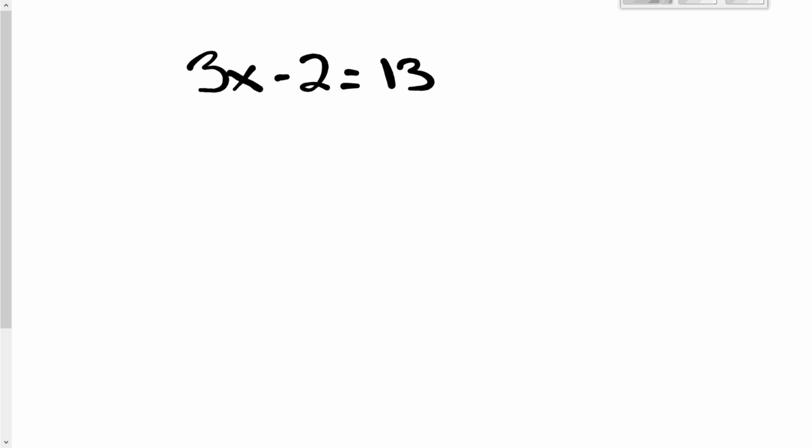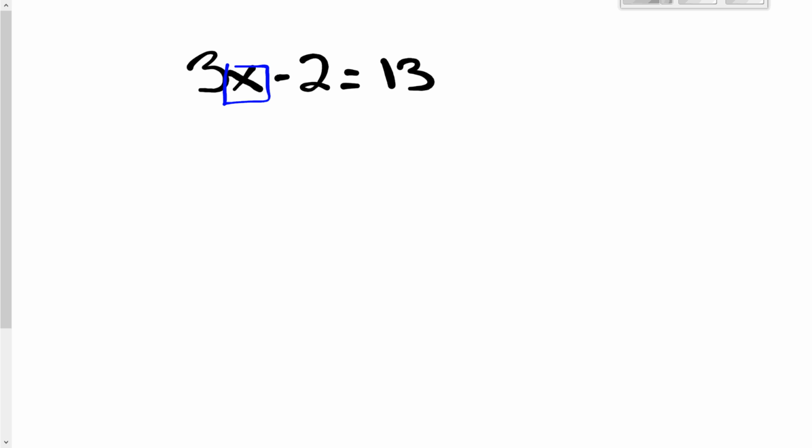All right, here we have an equation that says 3x minus 2 equals 13. The idea is to solve for x. In other words, get x alone. Now this is going to require more than one step. And the question is, in what order do I go through this?